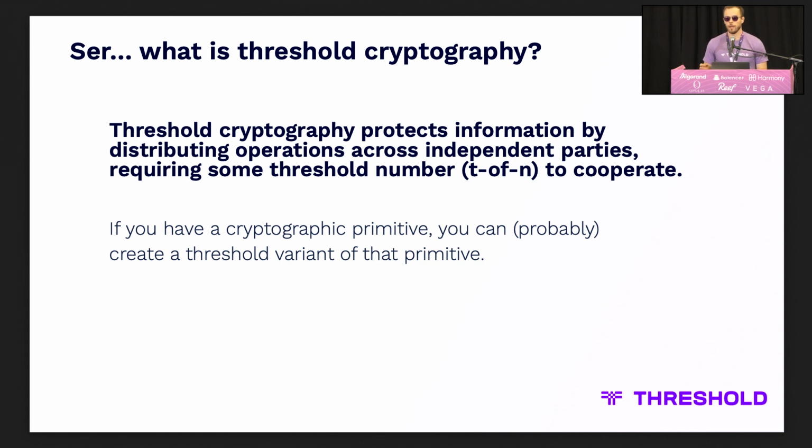Threshold cryptography allows you to protect information by distributing cryptographic operations across multiple independent parties or nodes. It requires some threshold number of those nodes to come together and cooperate in order to actually execute some cryptographic operation. So if you have a cryptographic primitive, let's say a cryptographic signature, encryption, or decryption operation, for the most part, you can probably create some sort of threshold variant of that primitive. That's not universally true for all crypto primitives, but for a lot of them, it is. And that's what Threshold Network is doing.